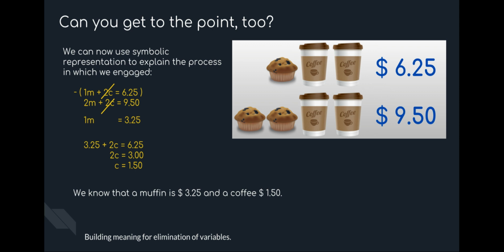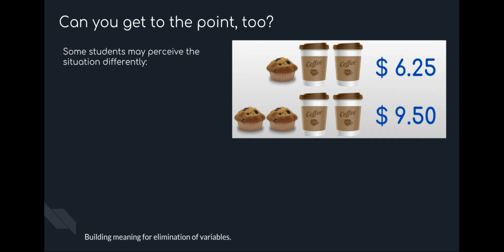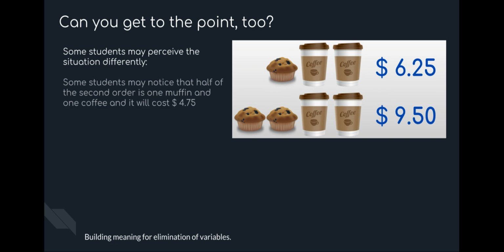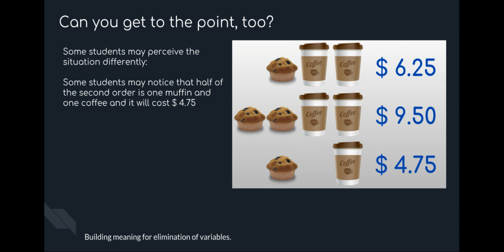But there are other ways to examine the muffins and coffee. Some students may perceive the situation differently. Some students may notice that half of the second order is 1 muffin and 1 coffee, and it will cost $4.75. They may have noticed this by noticing that they have 2 of each and they can eliminate 1 of each, cutting the order in half.